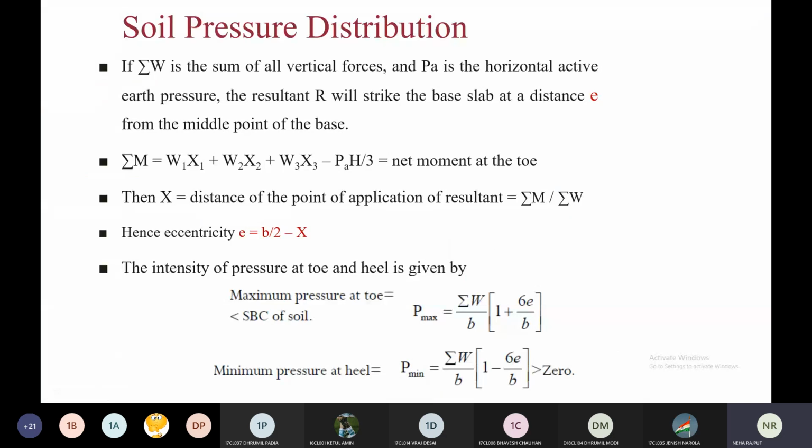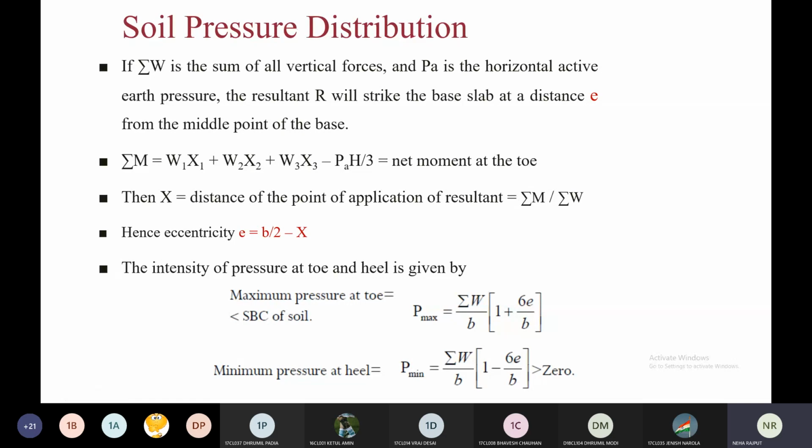Now this soil pressure distribution is done. How to get P maximum and P minimum value? So that calculation is mentioned over here. And this will give the P maximum value. This will give the P minimum value.